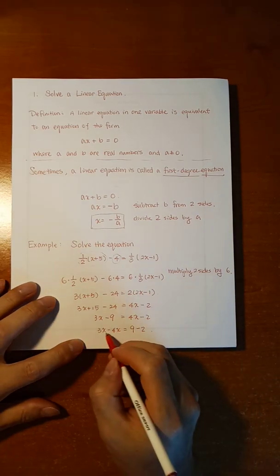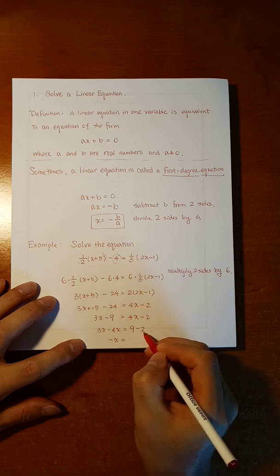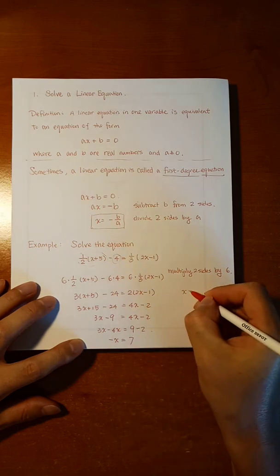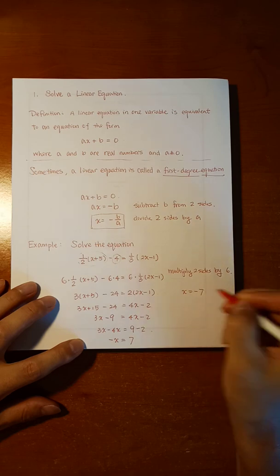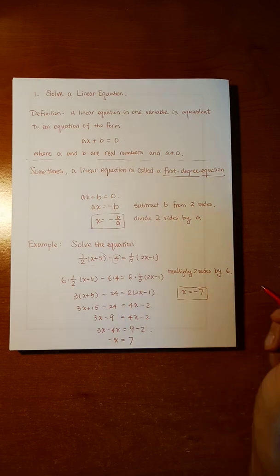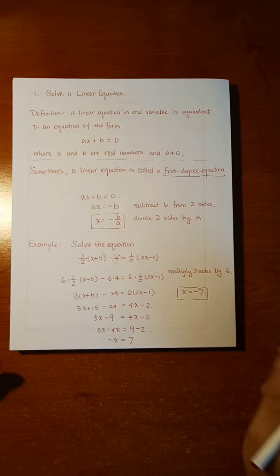All right. So 3x minus 4x is negative x. 9 minus 2 is 7. Negative x is 7, so x is negative 7. Right? So this is the single solution. It is the single solution. All right? Okay, very good.